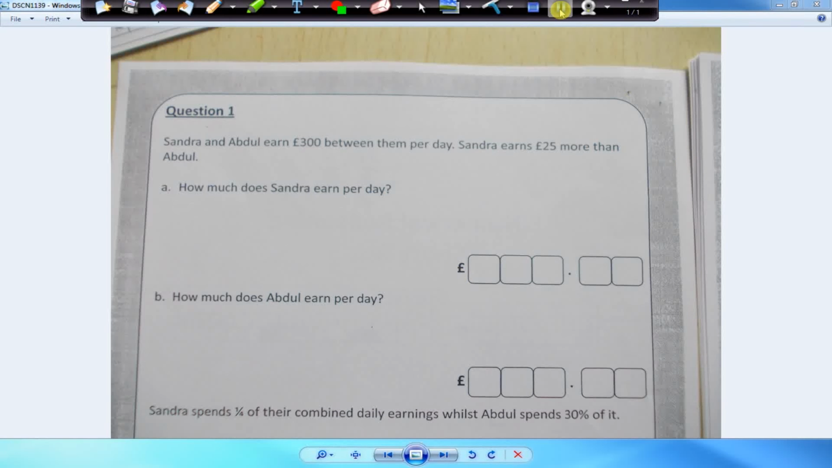If you say that Sandra and Abdul together earn £300 per day, and Sandra earns £25 more than Abdul, the way we look at this question is: first of all, we're going to split the £300 two ways equally. So we give Sandra and Abdul equal amounts first. Half of 300 gives you 150, and half of 300 gives you 150 over here.